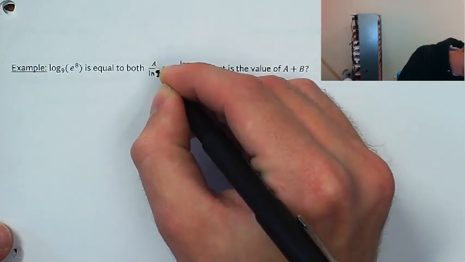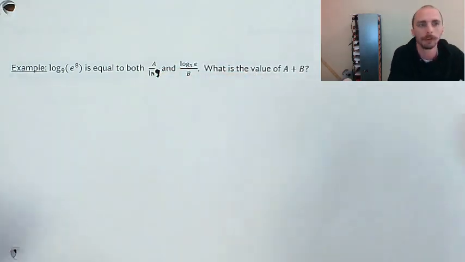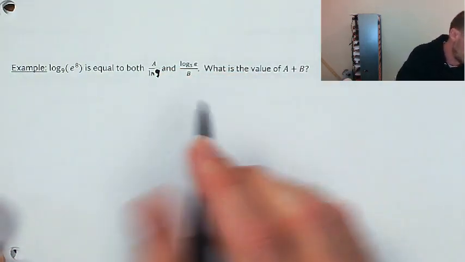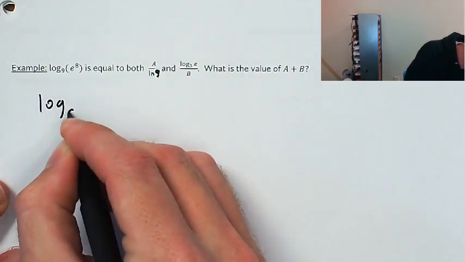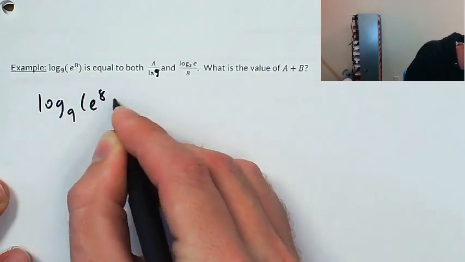This would need to be a natural log 9, in my opinion, at least at the Algebra 2 level for us to work this out. So what I'm going to do is set up two equations and try to solve them. So I've got log base 9 of e to the 8.